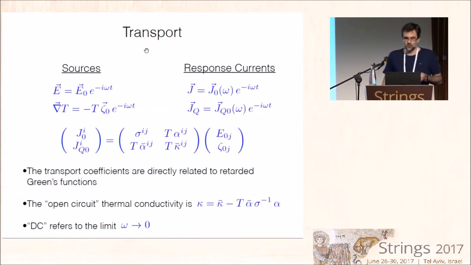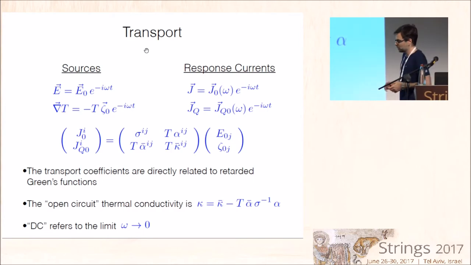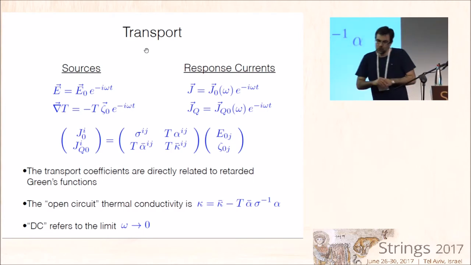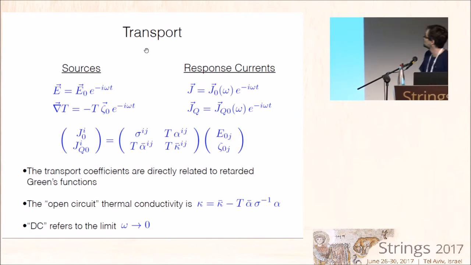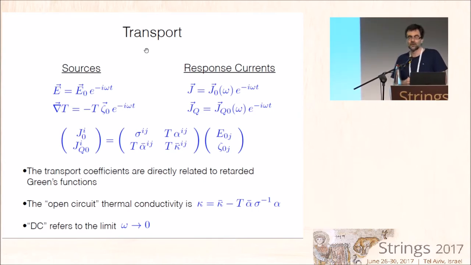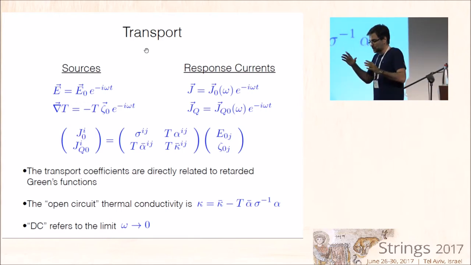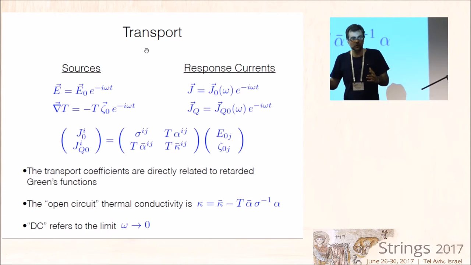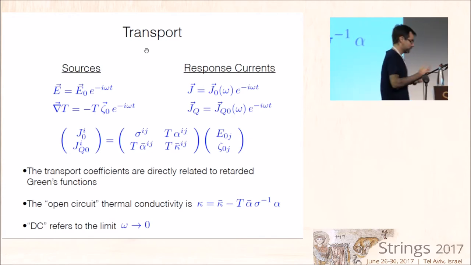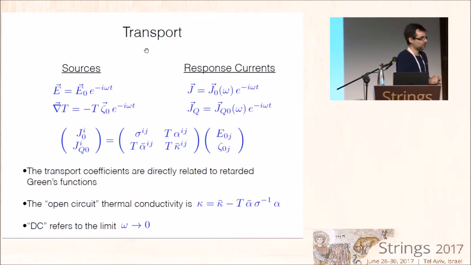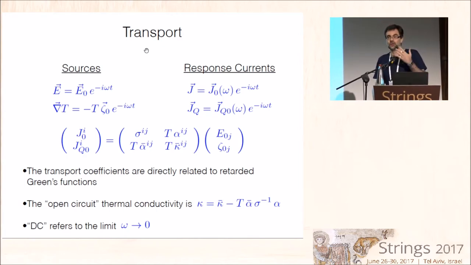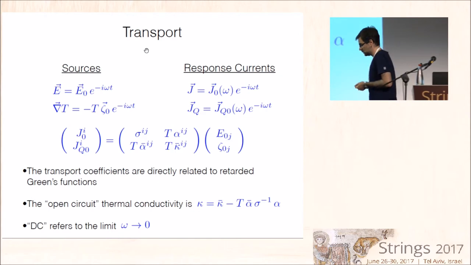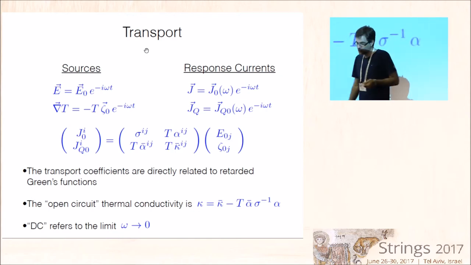A little bit of bureaucracy before I go on. We need some definitions. The ultimate goal of the experimentalist is to extract what is called the matrix of transport coefficients. This is the matrix sitting in the middle, and what it does is relate the sources to the currents. It's not very hard to imagine that this matrix contains non-trivial information about the two-point functions of the currents, the retarded Green's functions of the currents of the system.